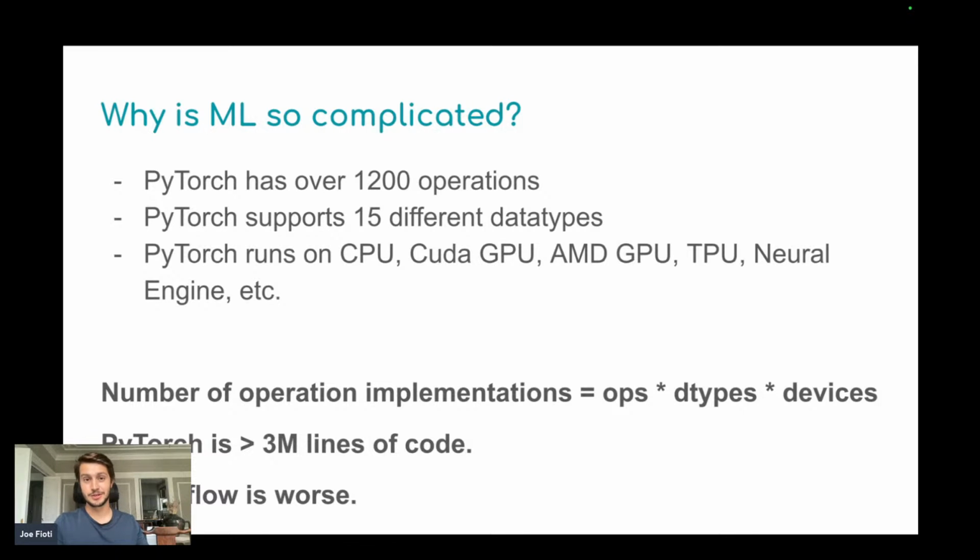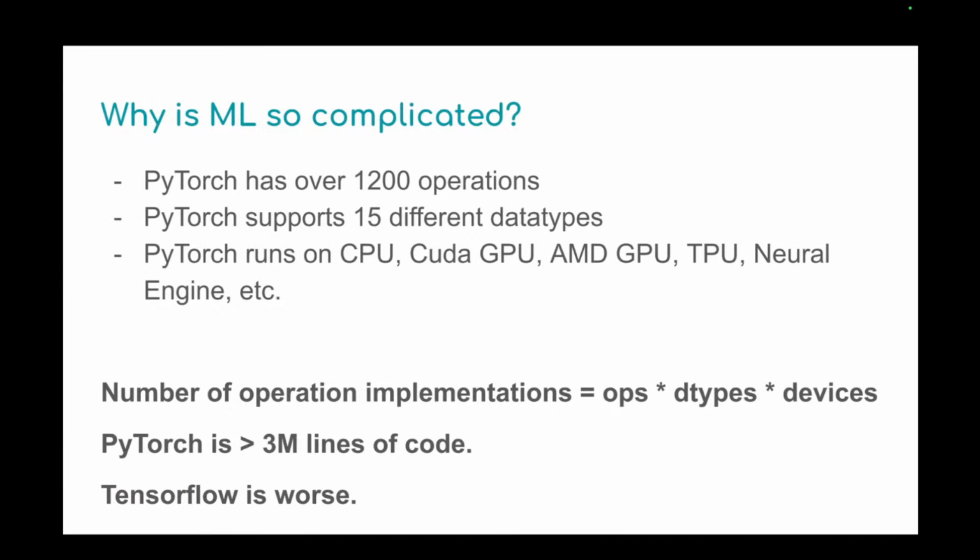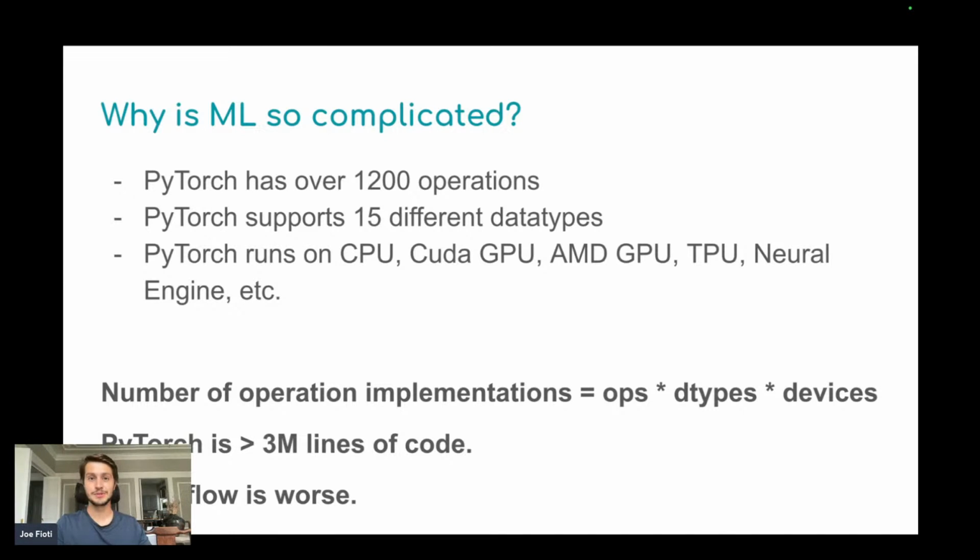So if it is so simple, though, why are the existing solutions so complicated? Well, PyTorch has something like 1,200 operations, and it supports, I think, 15 different data types now, and it runs on all these different devices. CPUs, different types of GPUs. I think it does run on TPUs. I'm not sure about Neural Engine, maybe with Core ML.